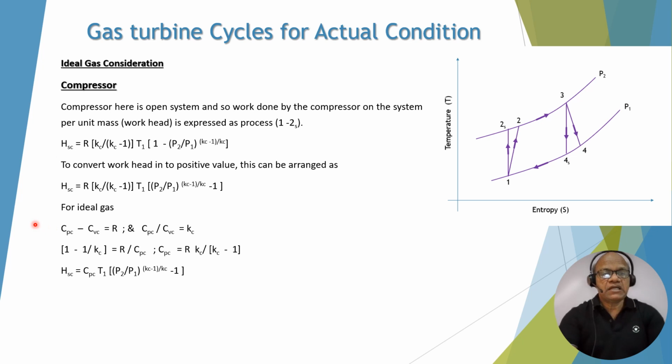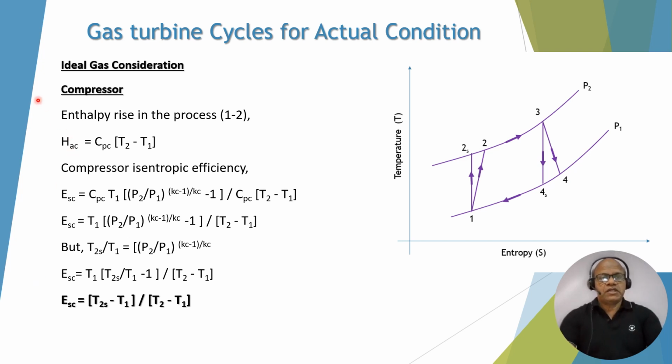For ideal gas, we can write Cpc minus Cvc is equal to R, where Cpc upon Cvc is equal to Kc. Kc, the suffix C, stands for compressor. Similarly, you can write 1 minus 1 upon Kc is equal to R upon Cpc. So Cpc is equal to R Kc upon (Kc minus 1). So we can replace this and write HSC is equal to Cpc T1 into [(P2 by P1) to the power (Kc minus 1) upon Kc minus 1]. So this is the expression for the compressor work head.